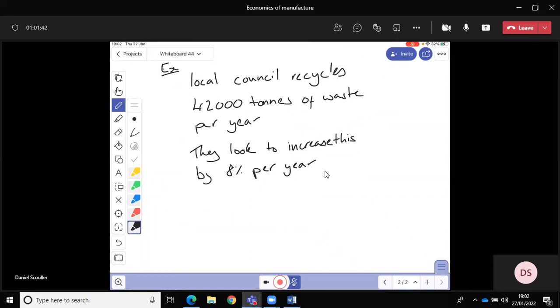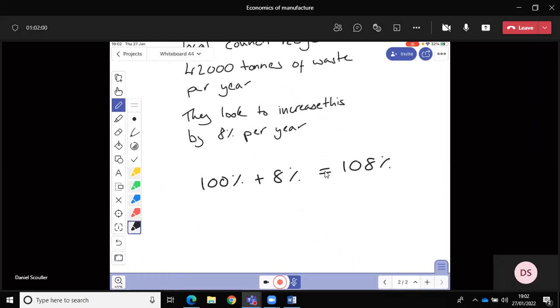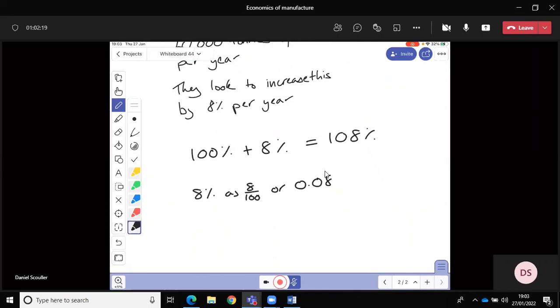We want to increase that by 8%. So the whole figure is 42,000, and they want an additional 8% on top of that. Our multiplier is going to be 100% plus our 8%, which gives a total of 108%. In decimal form, we can write 8% as 8 over 100 or 0.08. So every year we're increasing by 0.08, and we add that on to our 1. So 108% is equal to 1.08, and that's our multiplier.